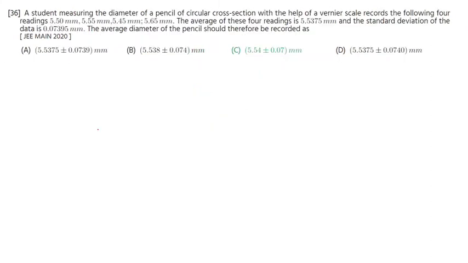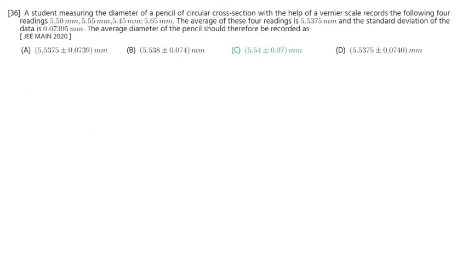See the next question. A student measuring the diameter of a pencil of circular cross section with the help of a vernier calipers records the following 4 readings. Once you observe the readings, all the readings have 3 significant figures. The average of all these 4 readings is 5.5375 mm, and the standard deviation of the data is given. Now the average diameter of the pencil should be, okay, the average value they are asking.